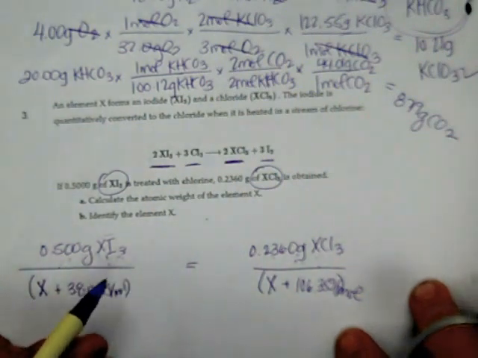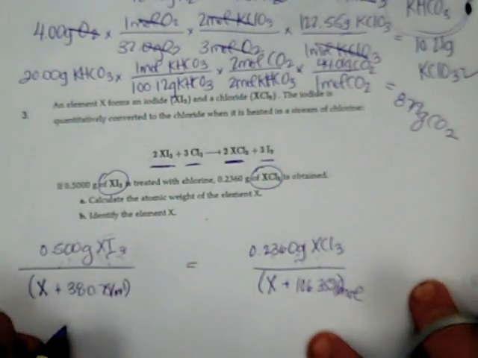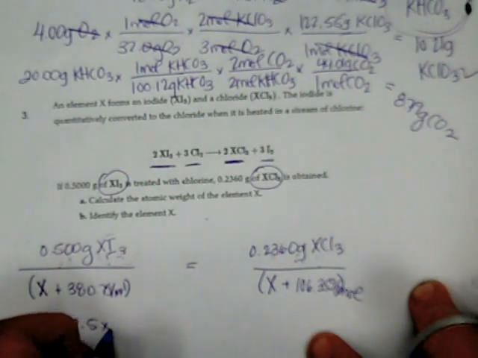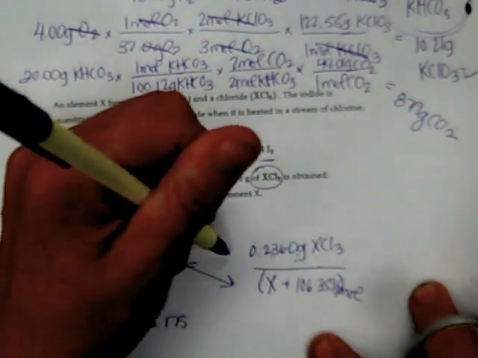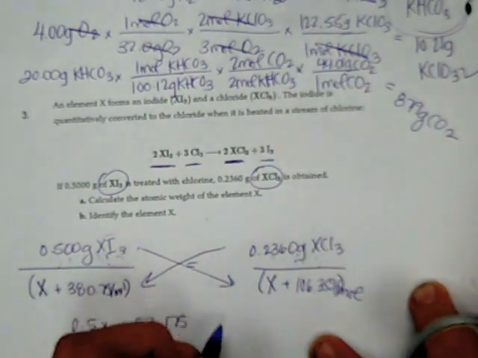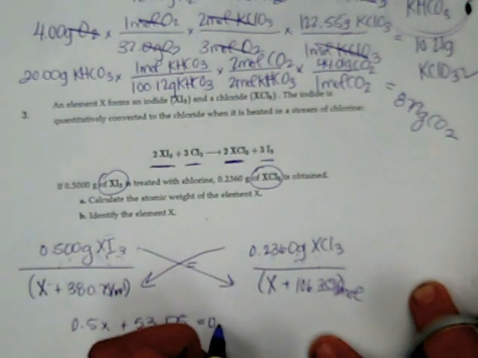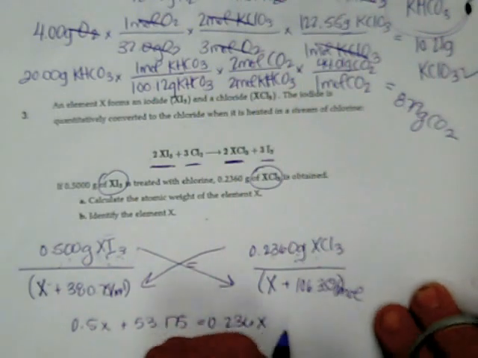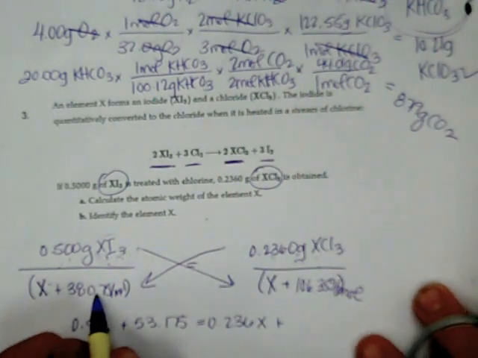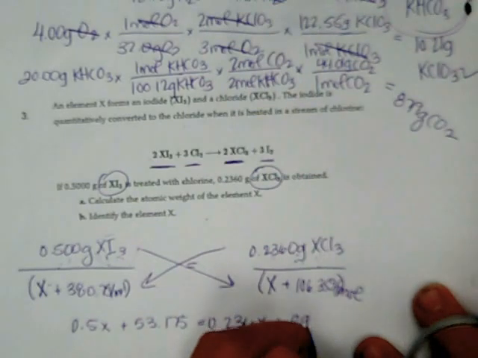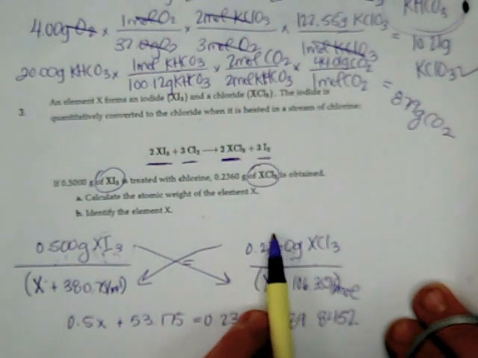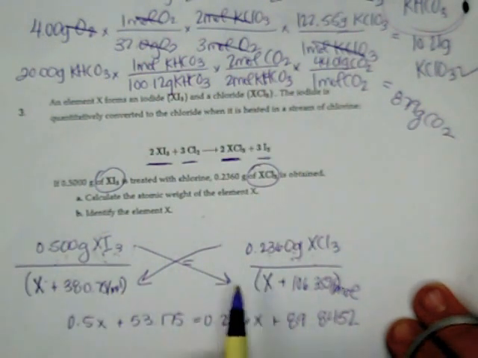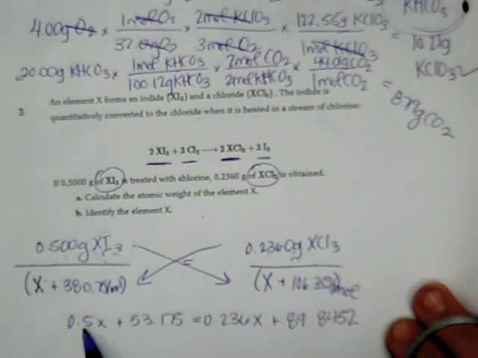So this is basically an algebra problem. You're going to cross multiply and divide. I'm going to leave out the units for simplicity. So I have 0.5x plus 53.175, this is me cross multiplying, equals 0.236x plus 89.8452. Please don't take my word for it. Please go back through and make sure that my distribution was correct when I set this up.